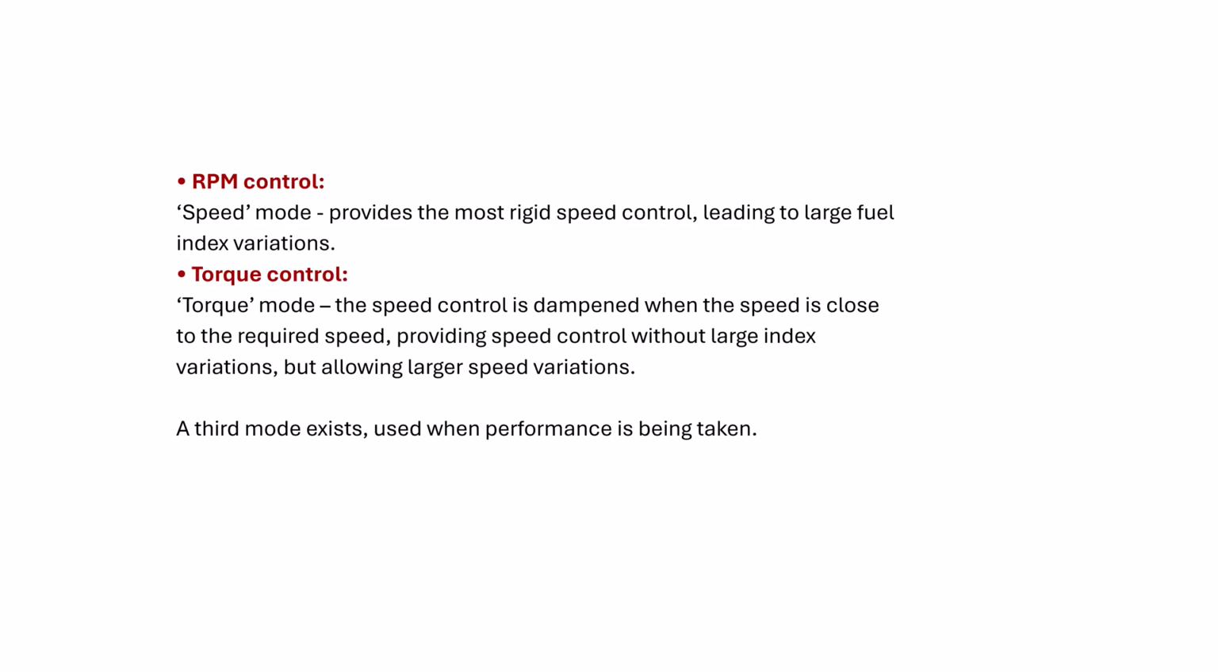Speed mode provides the most rigid speed control. Whatever the RPM we put, your control system will try to maintain the RPM. Of course, large index variation may take place. Normally, you use this RPM mode when the sea is normal, not choppy. So you keep whatever RPM you want, and your control system will maintain that RPM.